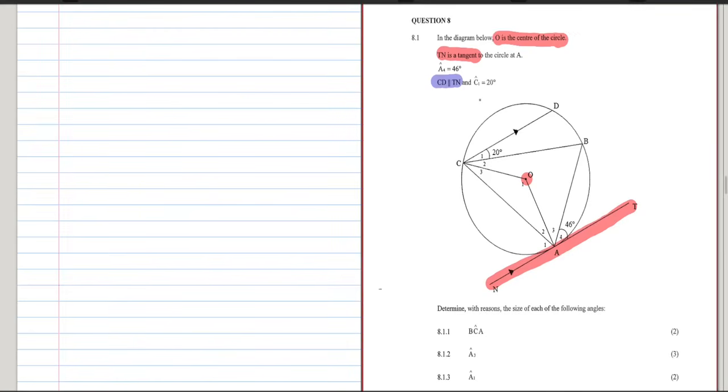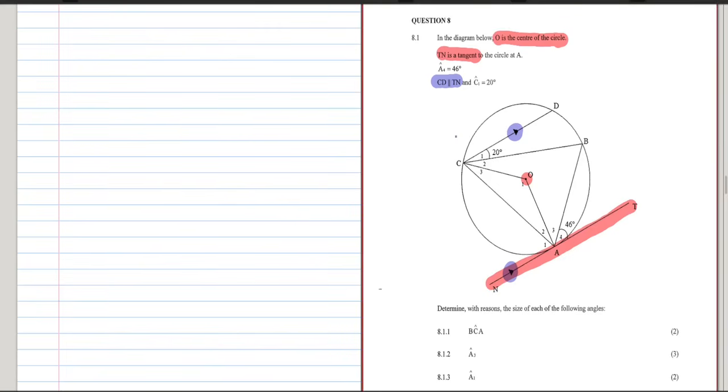We are also given angle 46 degrees, A4 and C1. I'm just highlighting the key pieces of information. CD parallel to TN: parallel lines, you think in terms of angles. If you have a tangent, there's a theorem that involves a tangent. A center is presented to you, think in terms of theorems that involve a center.